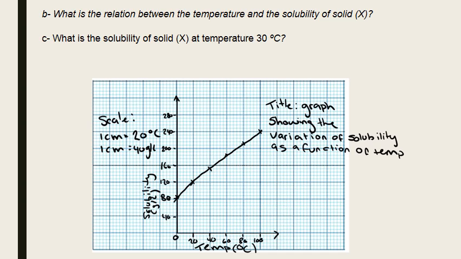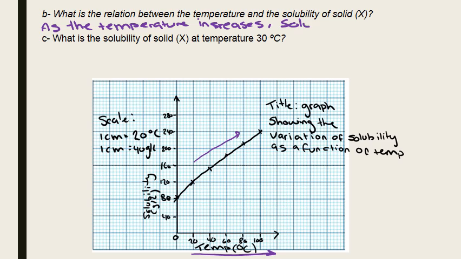B says, what is the relation between the temperature and the solubility of solid X? As you can see here, as the temperature increases, the solubility is also increasing. So as the temperature increases, solubility increases.